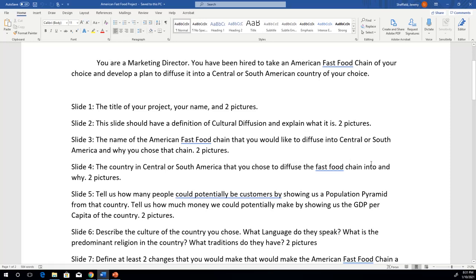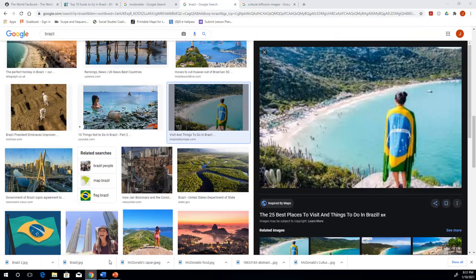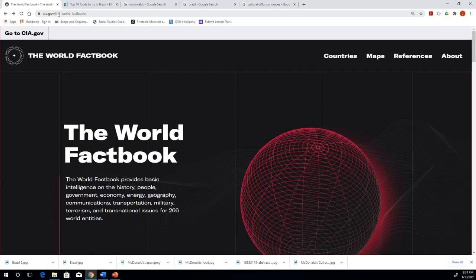You're gonna tell us how many people could potentially be customers by showing us a population pyramid from that country. Tell us how much money we could potentially make by showing us the GDP per capita of the country in 2 pictures. All right, so this one's a little bit, this is where the research actually begins. You want to go to CIA World Factbook, so cia.gov/the-world-factbook. Okay, this is the website, the World Factbook. You click on countries and you find your country.